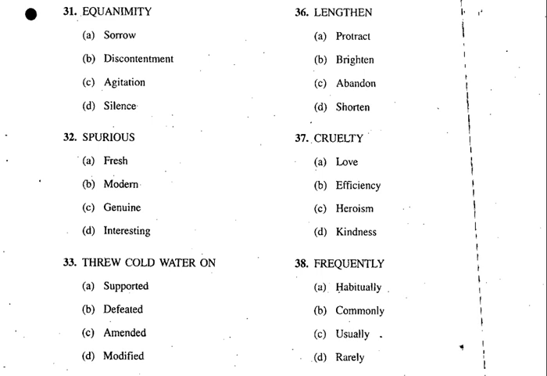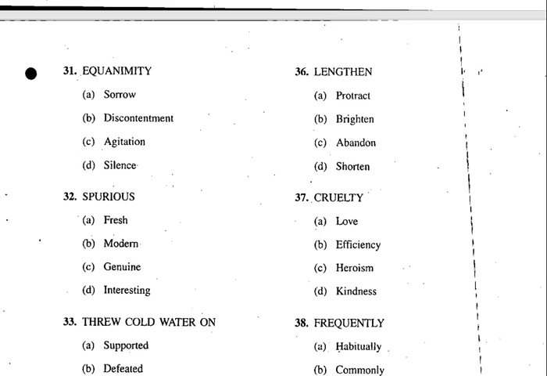Lengthen. Now what is the opposite of lengthen? That is what we have to see now. Lengthen. Protract. Now do you know what protract means? Protracted is a bit extended, prolonged. Now here lengthen, you increase the length of something. Brighten, no. Abandon, you leave something. So here protracted is again extended, means lengthened only. So that is a synonym of that. So the opposite of that is shorten. So what is the opposite of lengthen? Shorten.